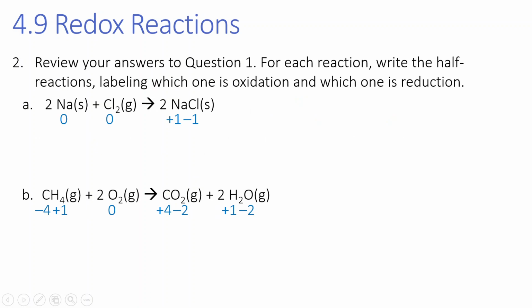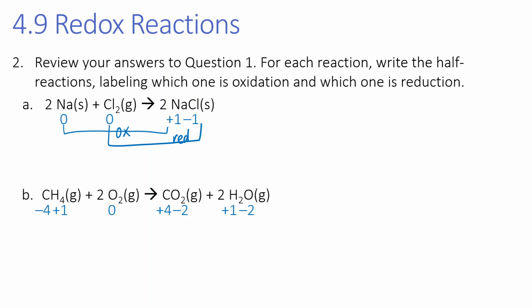So these were our answers from question 1. We want to write the half reactions, including which one is oxidation and which one is reduction. So take a look at Na. Na goes from 0 to +1. So this is going to be an oxidation. Cl goes from 0 to -1. So this is going to be my reduction.